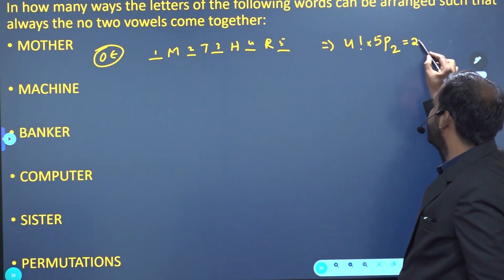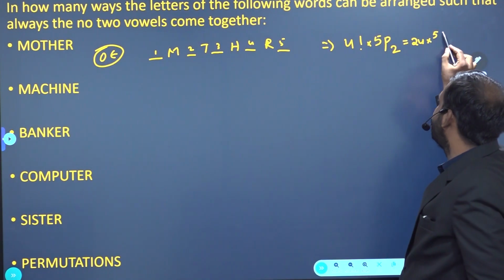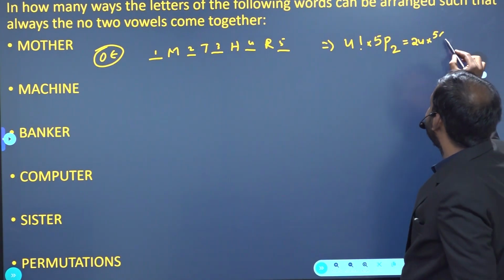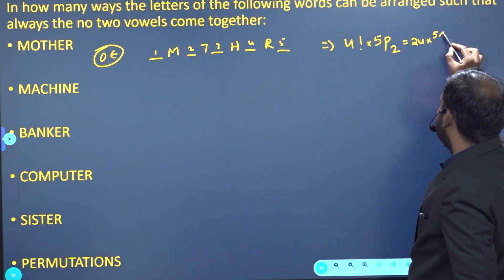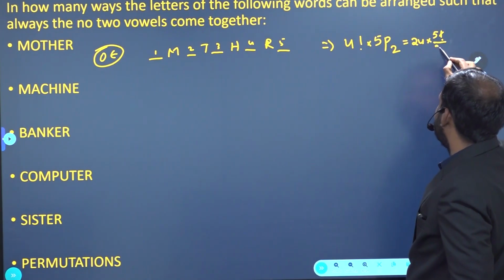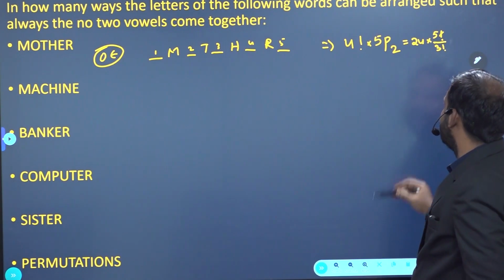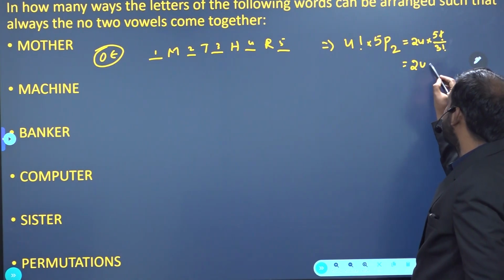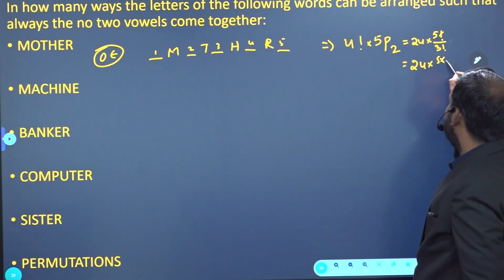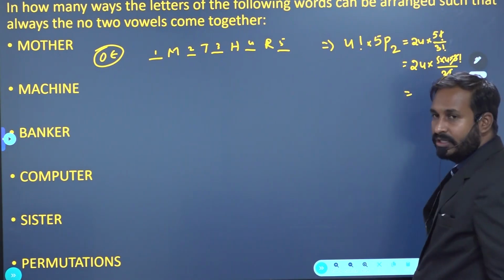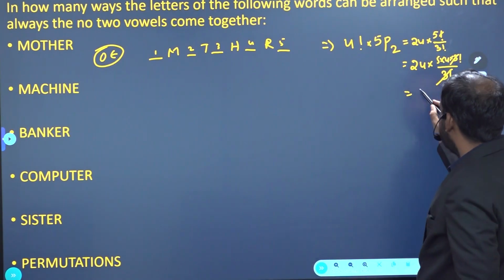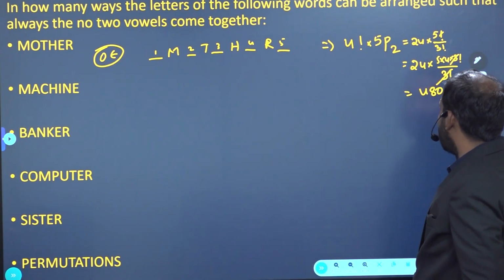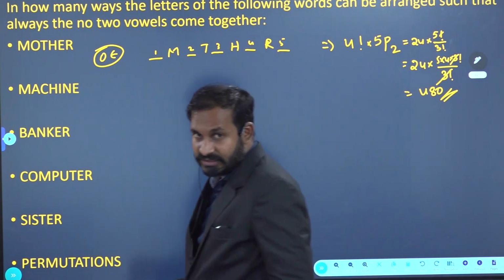4 factorial is 24. 5p2 means 5 factorial by 3 factorial, which in turn we can write as 24 into 5 into 4 into 3 factorial by 3 factorial. 3 factorial, 3 factorial get cancelled. So 24 into 20. What will you get? 480. So I can write them in 480 different ways.